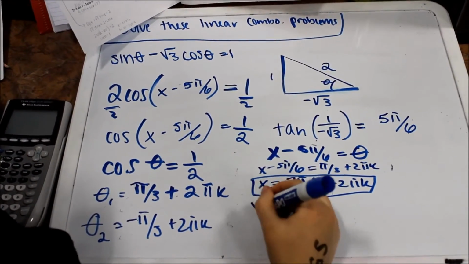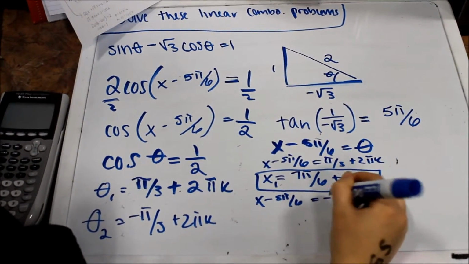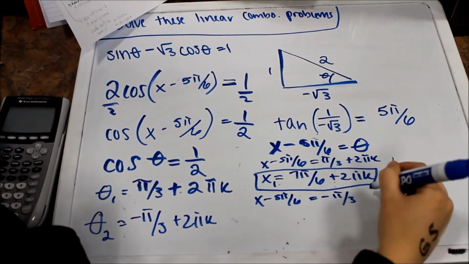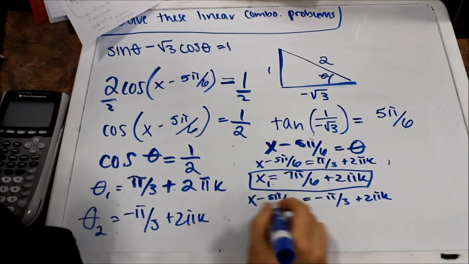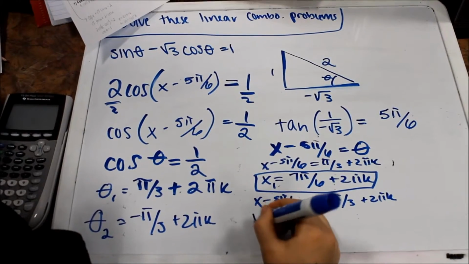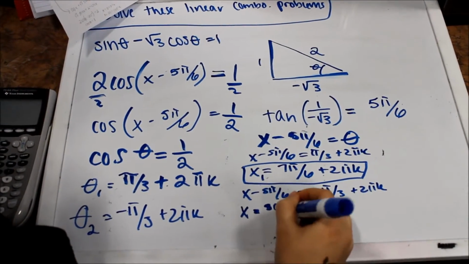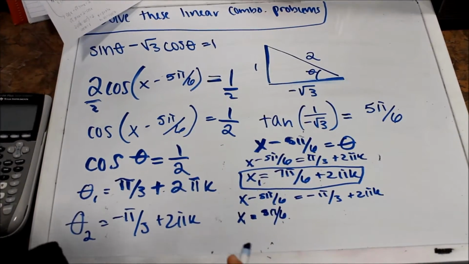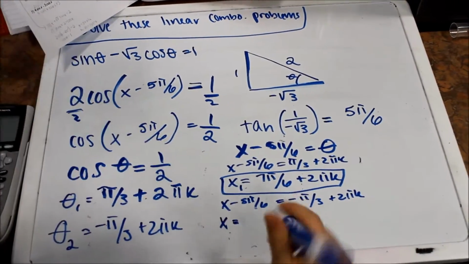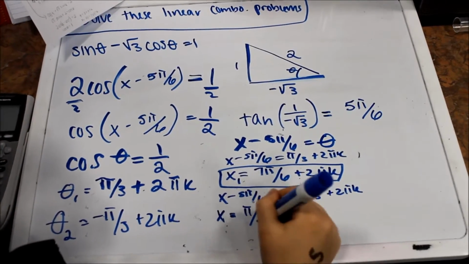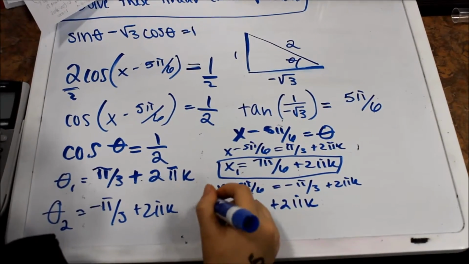And then x minus 5 pi over 6 is equal to negative pi over 3 plus 2 pi k. So negative pi over 3 plus 5 pi over 6 is x equal to 3 pi over 6, which is also 1/2, so I'll erase this and put pi over 2 plus 2 pi k. And that's our second general solution.